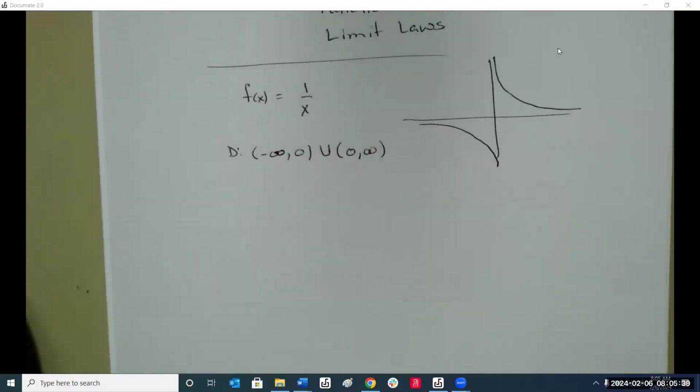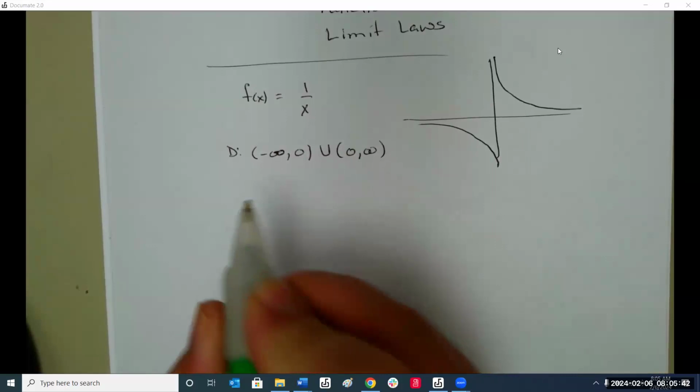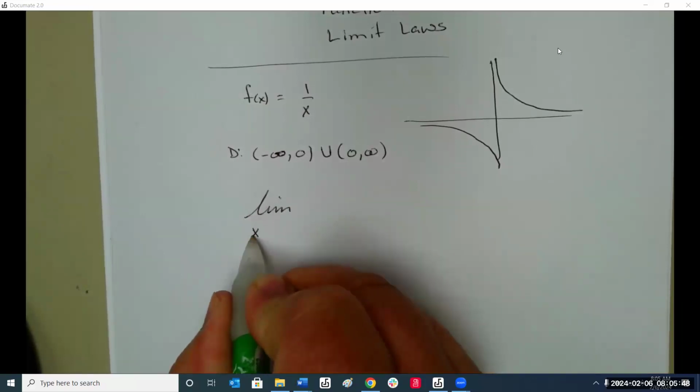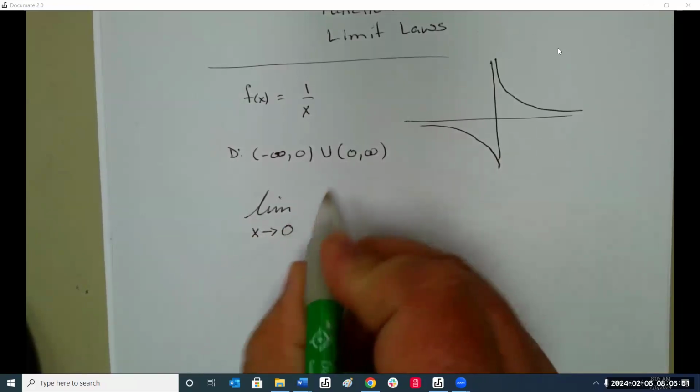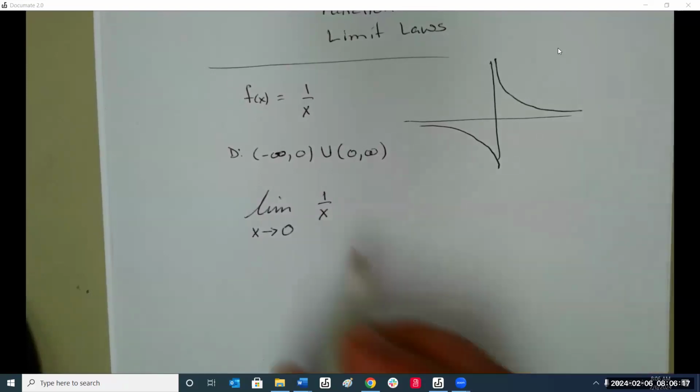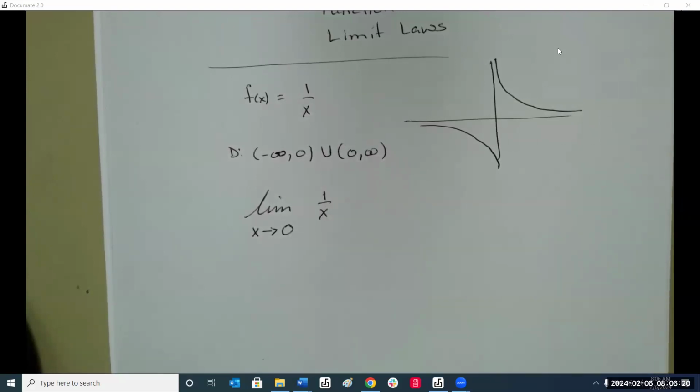So the way we would look at this is we would look at a limit of a function. We would write it this way. This is what we're looking at today. So what do you think this means? How would you answer this? What are you going to tell me? When x approaches 0 of this function, what happens?